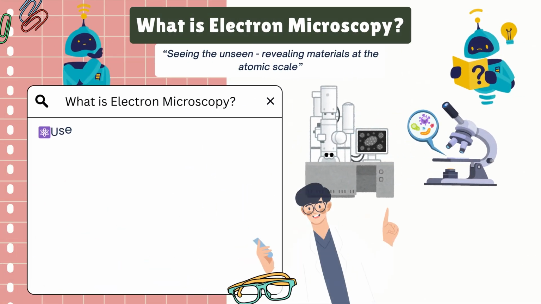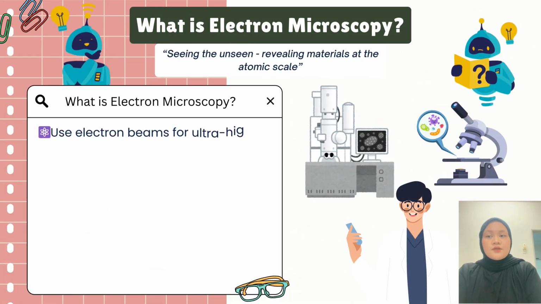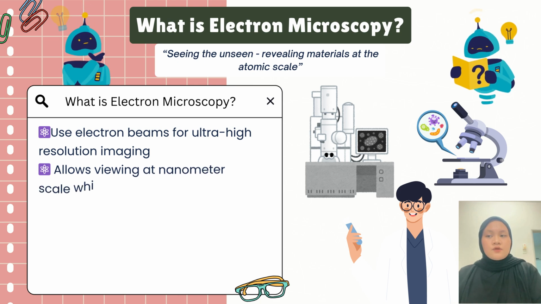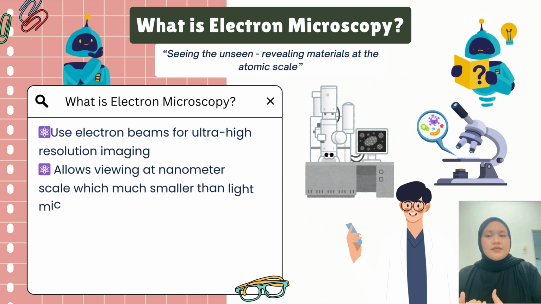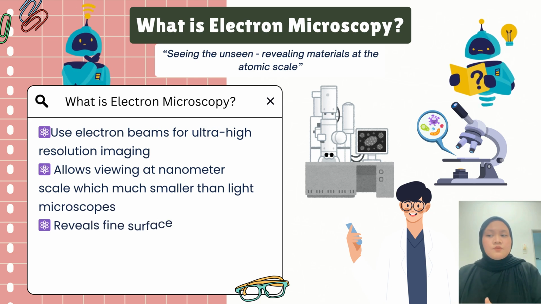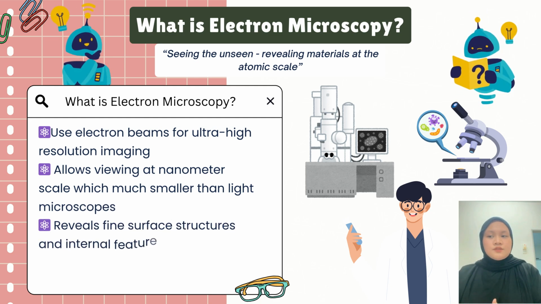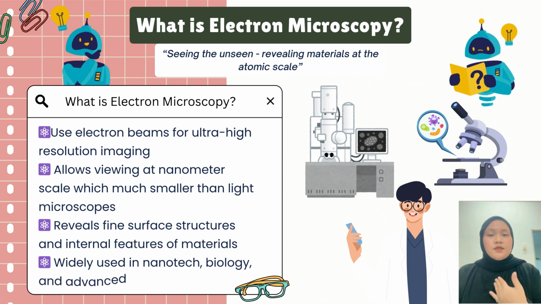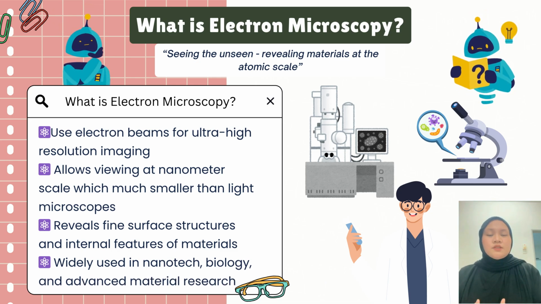Now let's move on to a powerful tool used in materials characterization, the electron microscope. Unlike a regular light microscope, which uses visible light to observe objects, an electron microscope uses a beam of electrons. This allows it to achieve much higher resolution, enabling us to view objects at the nanometer scale.